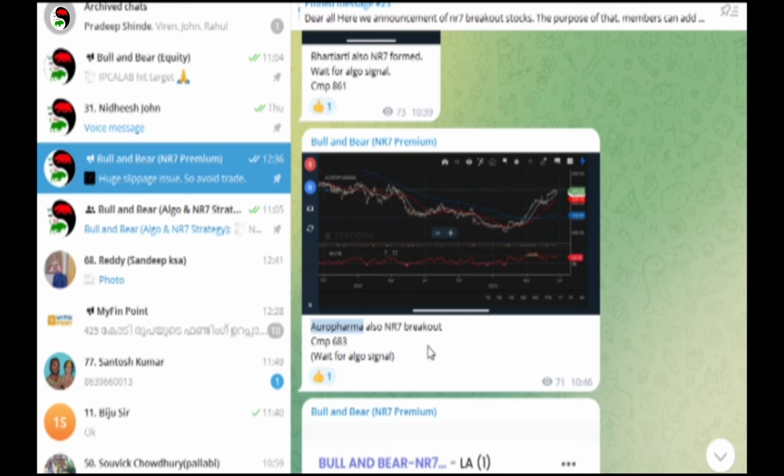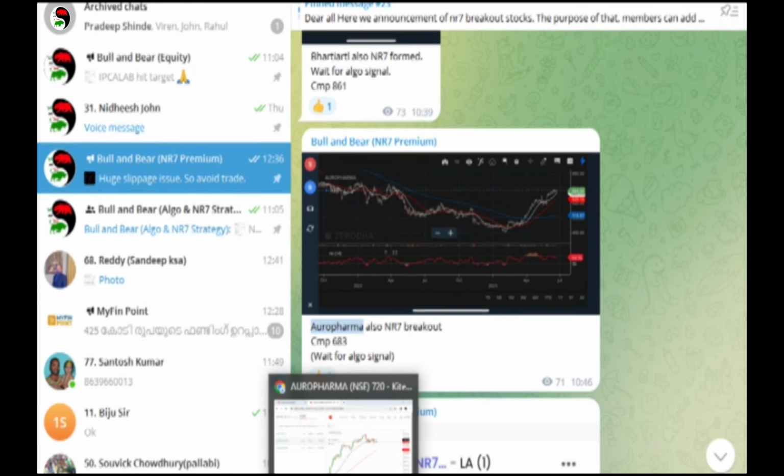So at 10:46 I told that this particular stock has satisfied NR7, and I also told those who are not certain about the manual entry to wait for the algo signal. So let us try to understand when to take the entry, how to set the stop loss, etc. So we'll be taking the chart of Aero Pharma.